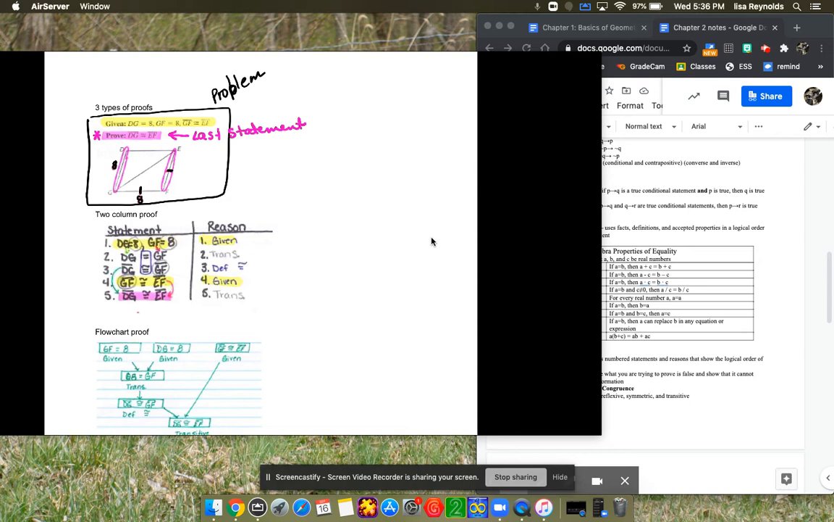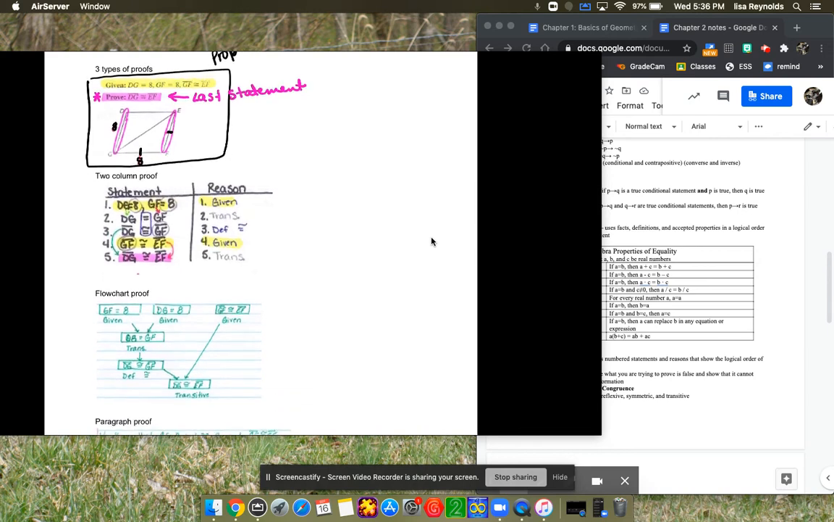So a two-column proof, we go through a set of properties. We also have what is known as a flowchart proof. So if you will notice how this matches up with the two-column proof. So my three pieces of given information are all at the top. So all of my given information is at the top.